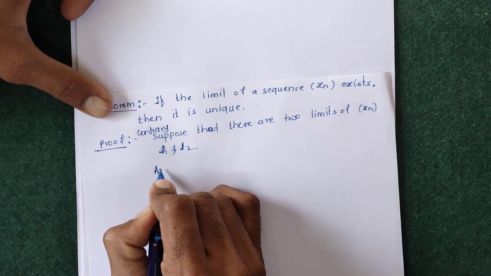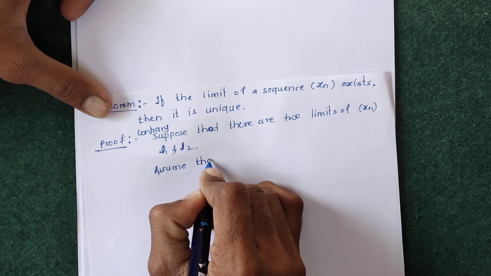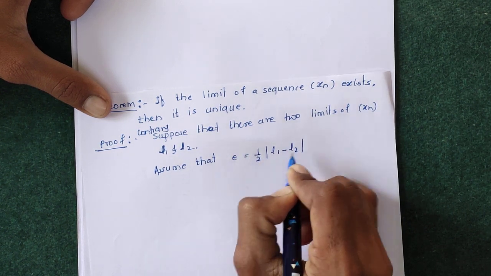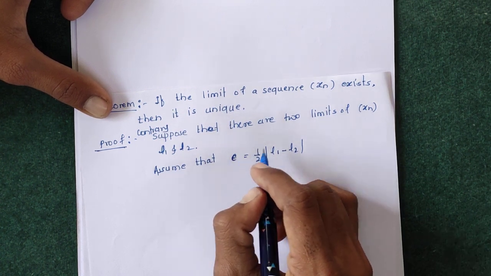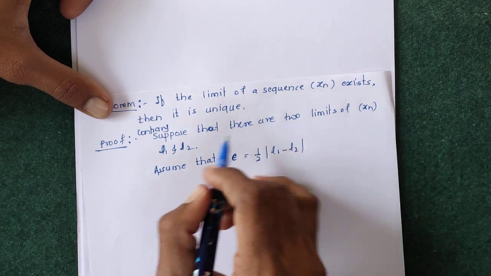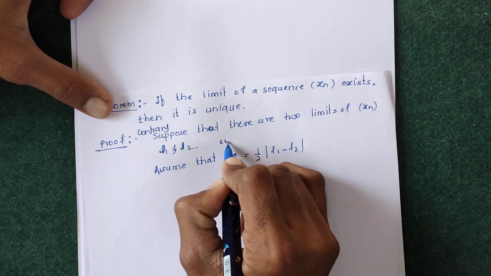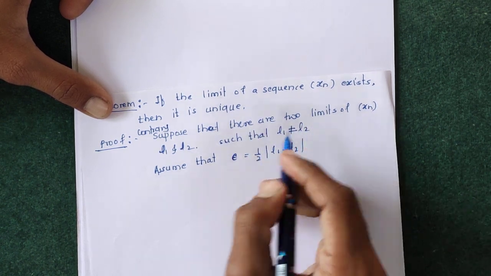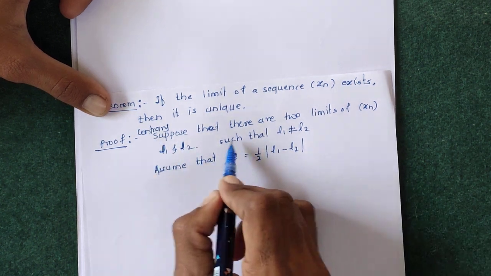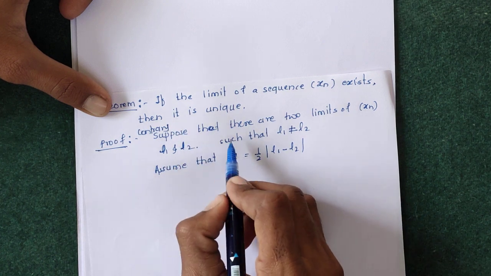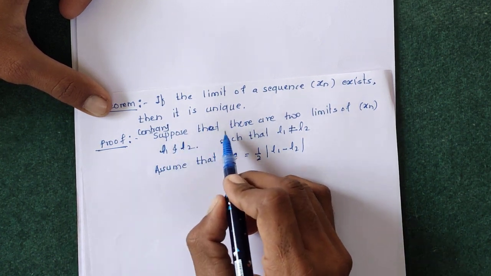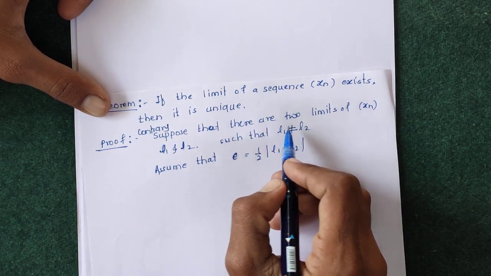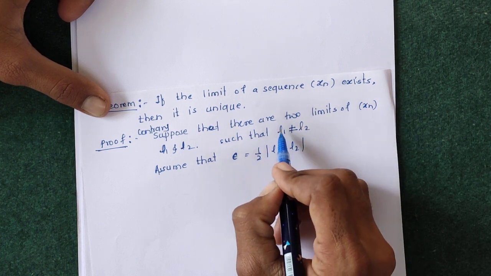Now assume that epsilon is equal to 1 by 2 times mod of L1 minus L2. On the contrary, we have supposed that there are two limits of the sequence xn, L1 and L2, such that these limits are different, L1 is not equal to L2. Now we have to prove this statement. Here we are assuming this by contradiction, so we must get some contradiction. We have supposed that L1 and L2 are the two limits of xn such that they are different, but we have to prove that they both are equal, and then we can say that this limit is unique. But here we have supposed L1 and L2 are different.